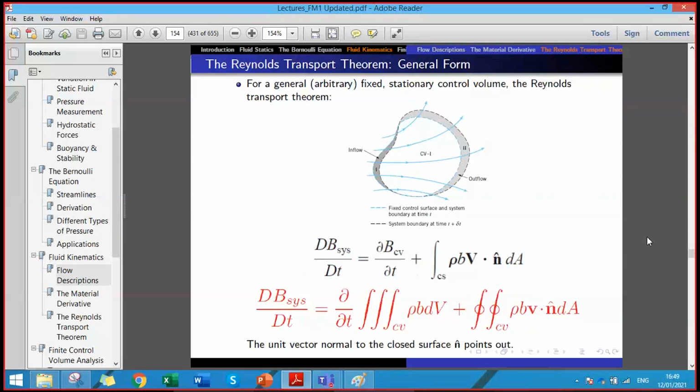Sir, the sign of the outlet or inlet, we will decide that from v dot n, right? Now v dot n will decide. Yes, if v dot n is negative, it means it is inlet. And if v dot n is positive, it means it is outlet.